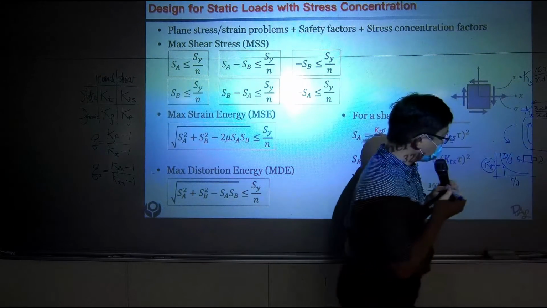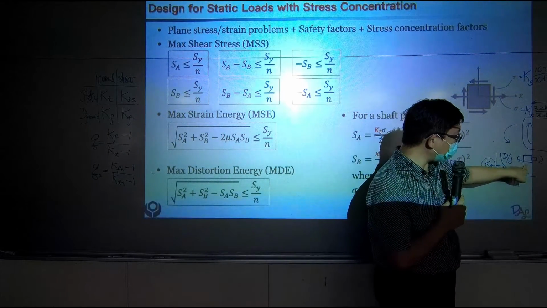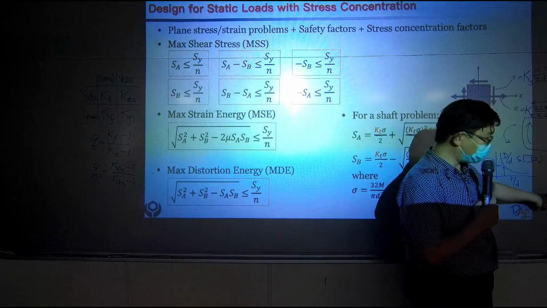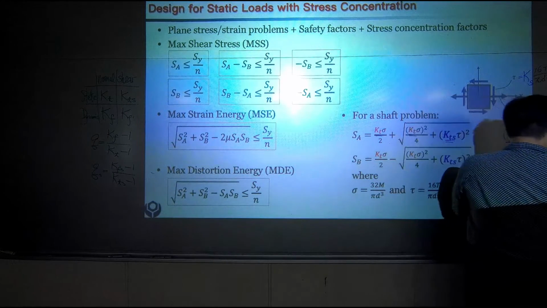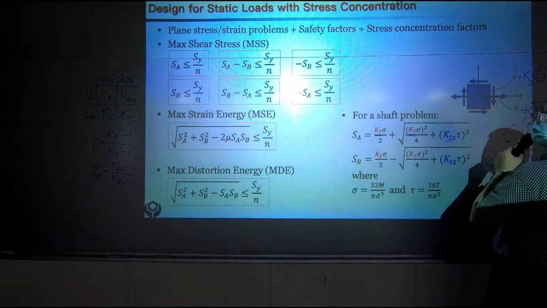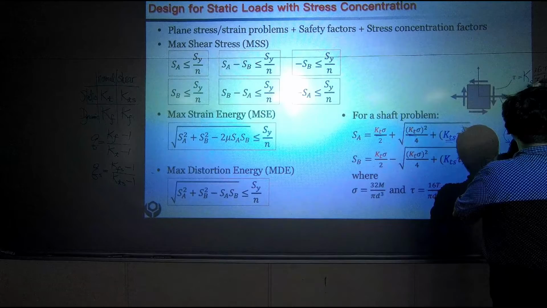Okay? KT can be determined by the table with bending. KTS can be determined by the table with twisting. Okay, this is how you get them.